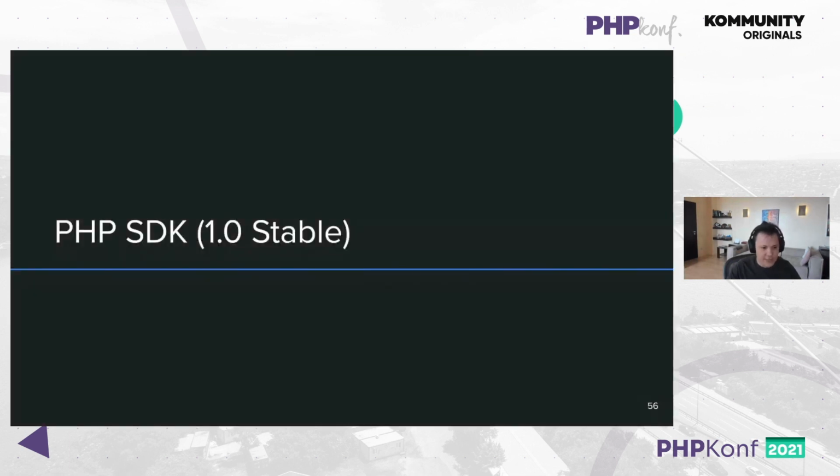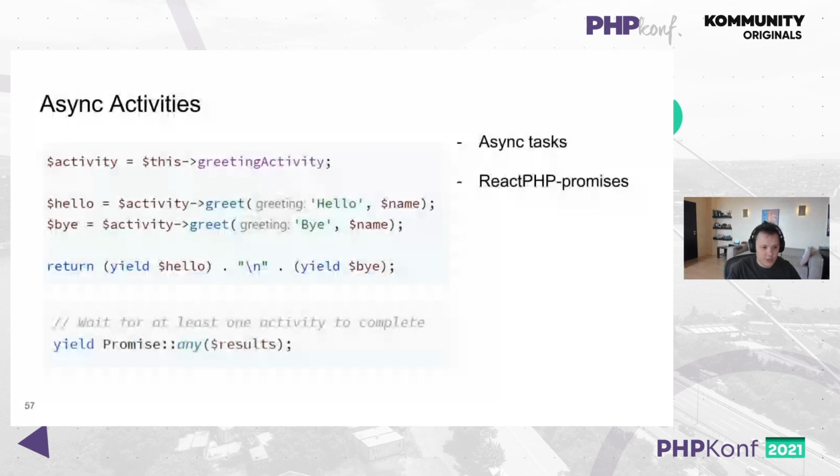What else do we have in PHP SDK from the workflow perspective? Well, obviously, because it is async PHP, we can have async tasks. These are two examples. In example number one, we scheduled two activities, hello and bye, and then we blocked on hello, but bye at this moment has already been scheduled as well. So we're basically going to be waiting for two activities at the same time. You can also use React PHP primitives, and you can schedule a number of activities, let's say in an array, and then wait for any of them, or wait for all of them to complete. So feel free to use your own abstractions.